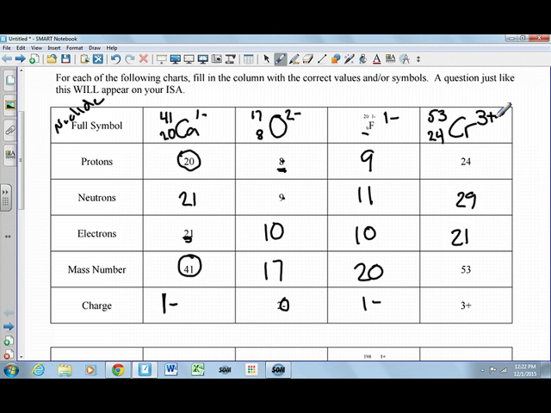Your assignment is to do the other 3 chart problems that are on this worksheet, and then show them to me.